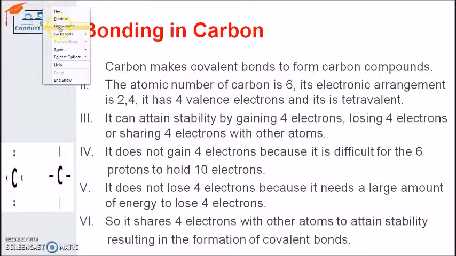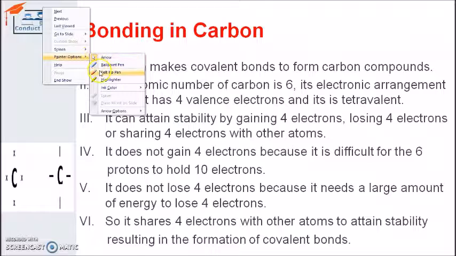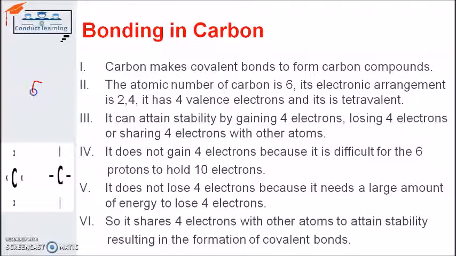4 valence electrons. So if we simply draw the carbon electron configuration, it can be like that. In the K shell, carbon has only 2 electrons, 1, 2, and in the L shell, it has 4 electrons, 1, 2, 3, 4. So to become stable, it requires either gaining 4 electrons or losing 4 electrons. But it is not possible in carbon.